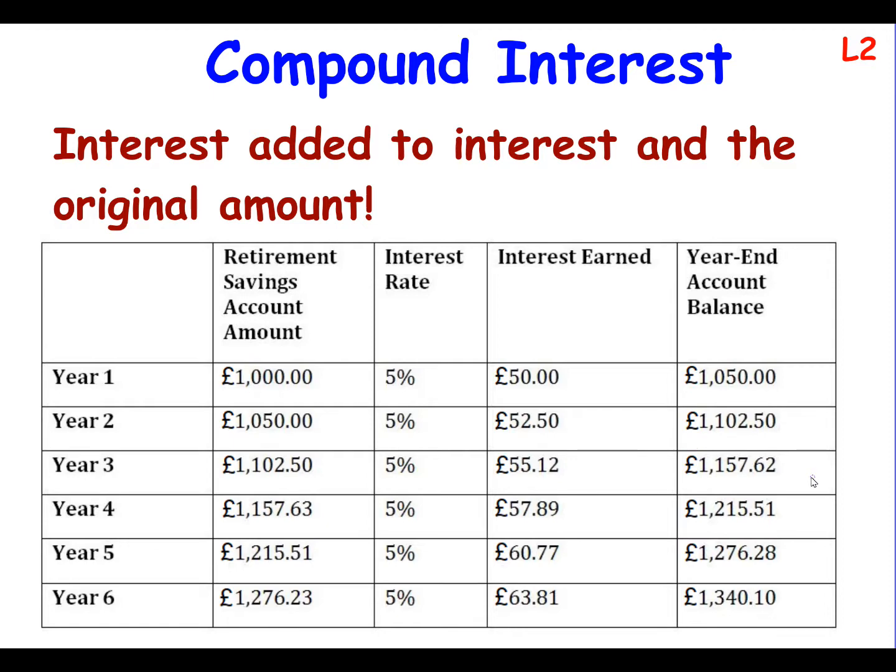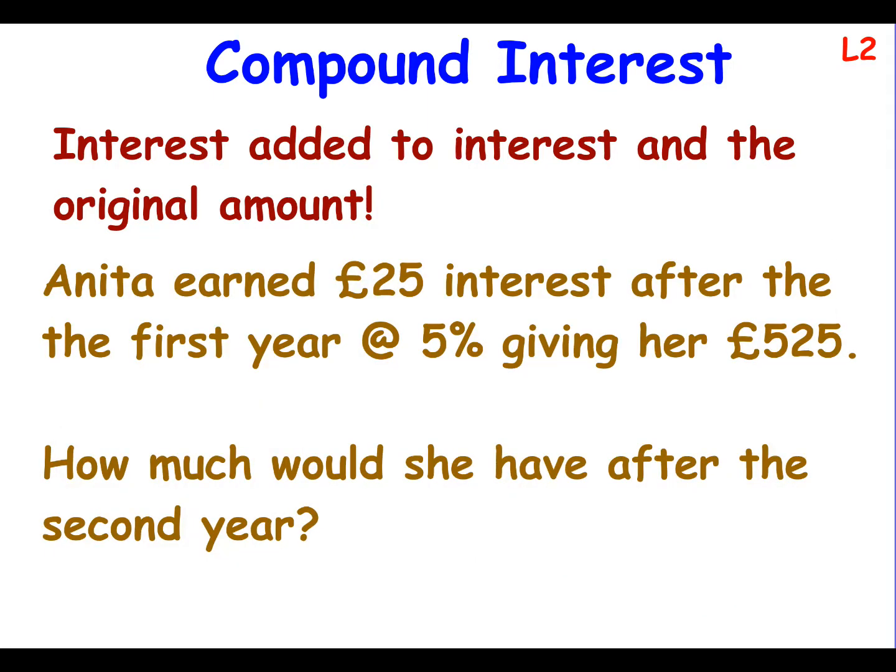And as you can see, over a period of 5 or 6 years, you accrue quite a lot of interest. So, looking at our original question on compound interest, where Anita earned £25 interest after the first year at 5%, and that gave her the £525, how much would she have after the second year? So your starting point is £525 is now in the account, and you need to work out the 5% of the £525.